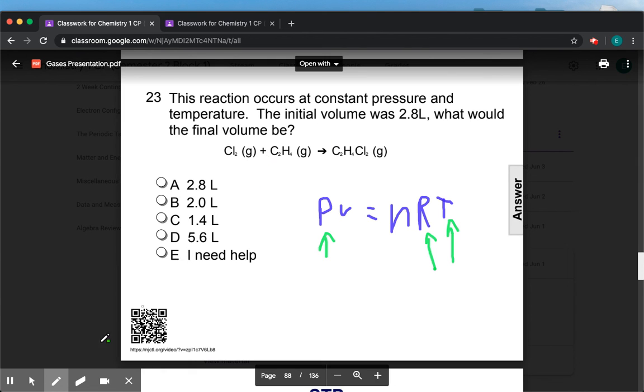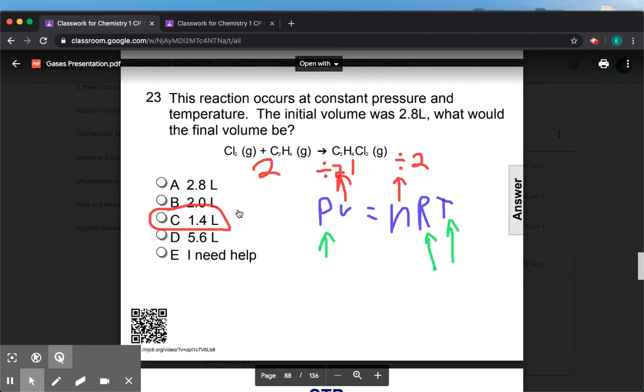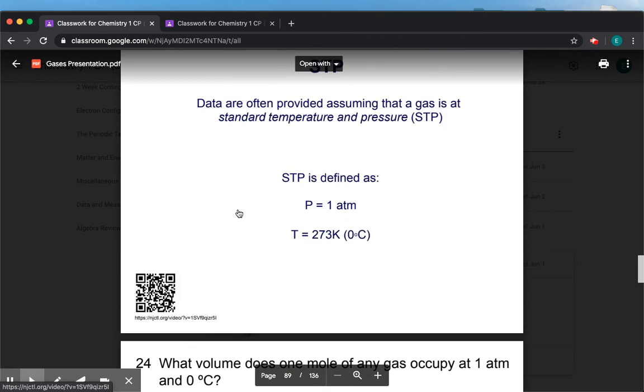So same thing. How many moles do we have on the left? This is the same equation as we just did. So same thing, 2 and 1. So again, my moles are getting cut in half after the reaction. So then to keep things consistent, the volume also has to get cut in half. So your final answer is going to be 1.4. Okay, that's how you use that.